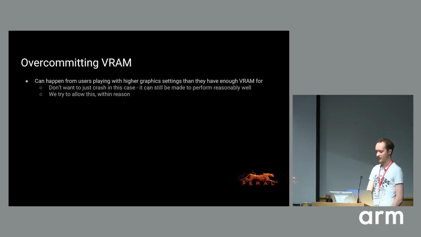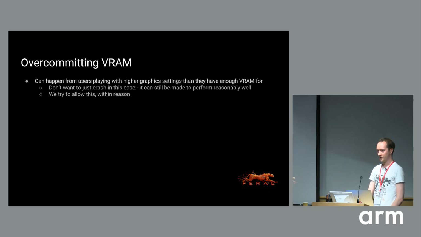So overcommitting VRAM, this is basically when the amount of memory that you need for all of your resources is greater than what can actually fit in the VRAM that you have available on the GPU. So it can happen, for example, if you've got a user trying to play the game on high graphic settings, but with a low VRAM GPU. So if a user does try to do this, we don't really want to give up and crash, because we can make it work, we can still make it perform reasonably well.